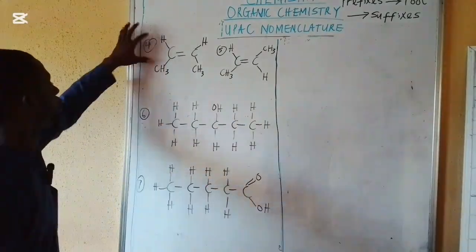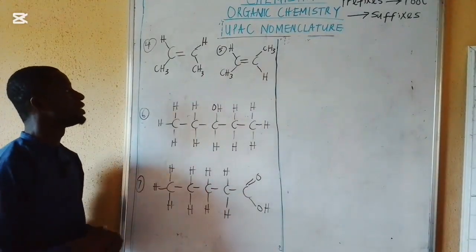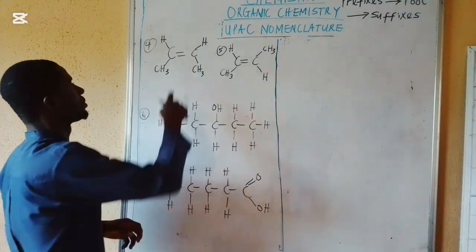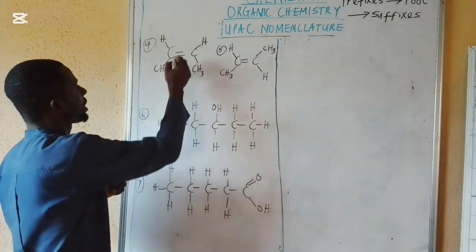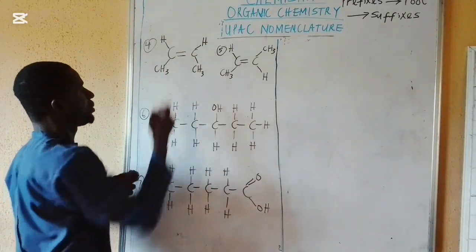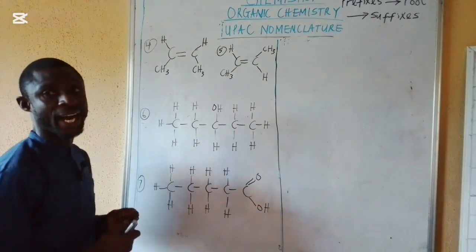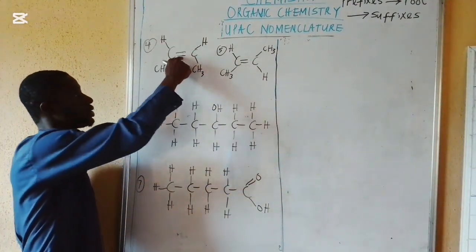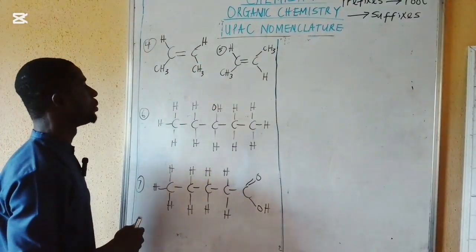Now let's continue with number 4. This structure 4, and in this place we have this structure, and don't forget the double bond is available here. This is also a hydrocarbon, and this carbon is joined by a double bond.